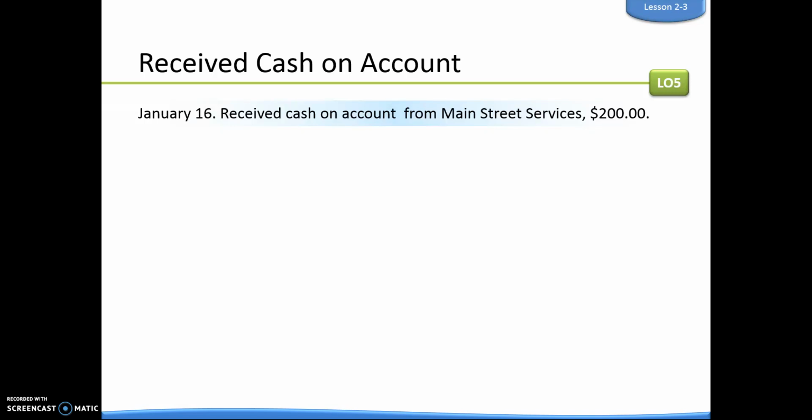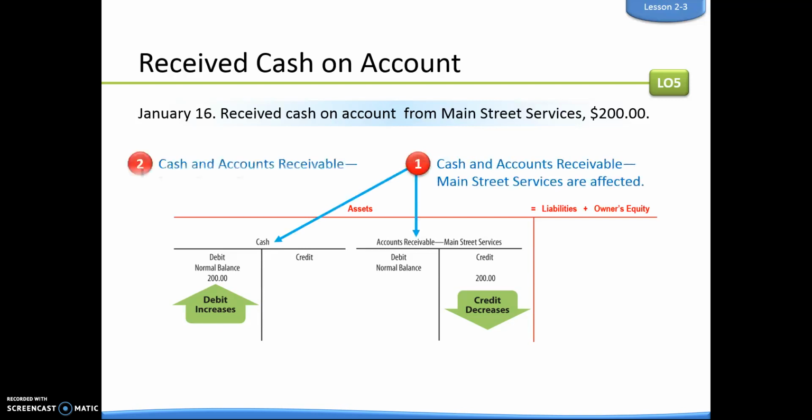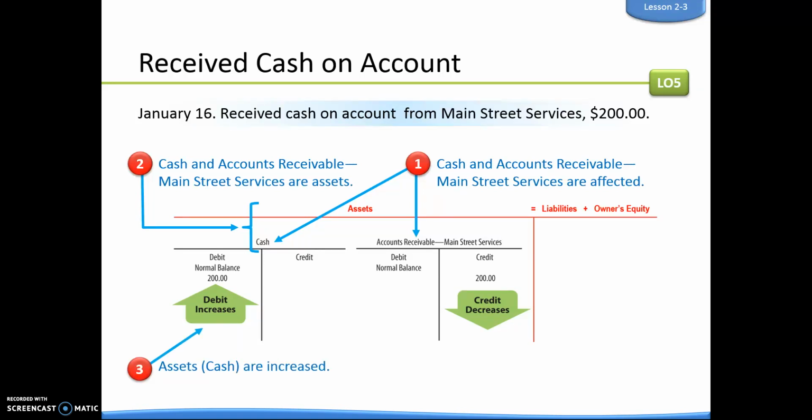So let's look at the two accounts that are affected. Our first one obviously is going to be cash. Our second one is going to be accounts receivable. Now please take a look here, because how are both of these actually classified? If you look, both cash and accounts receivable are both assets, and that can totally happen. Remember, you can have a transaction on the same side of the accounting equation.